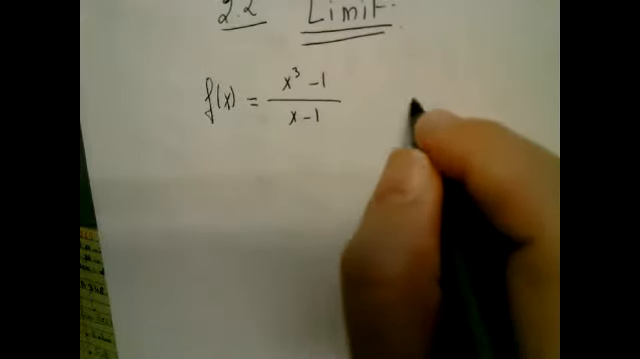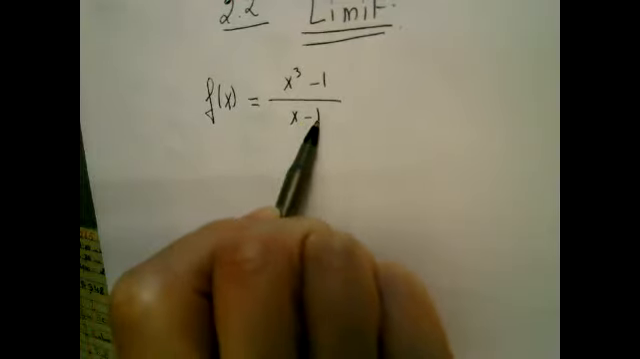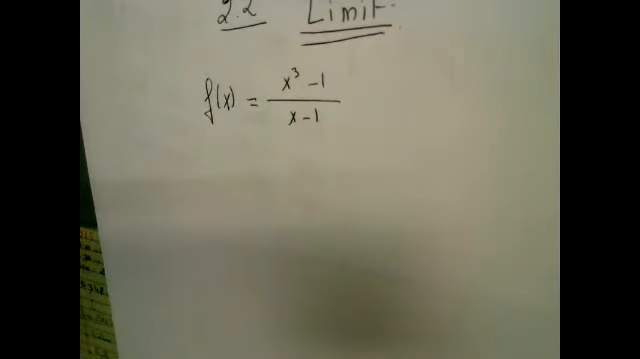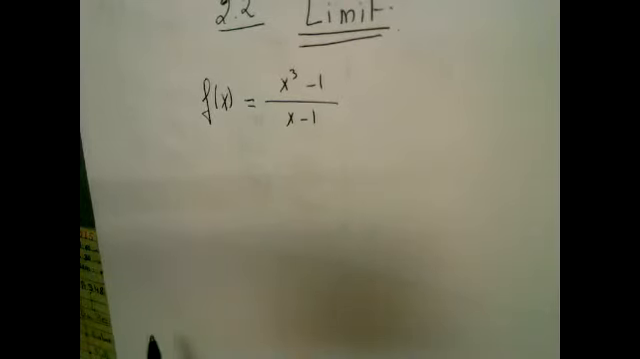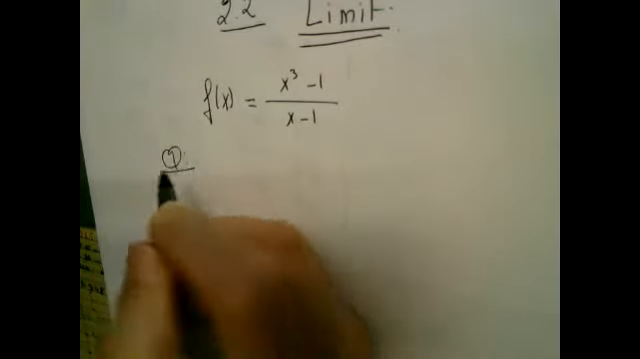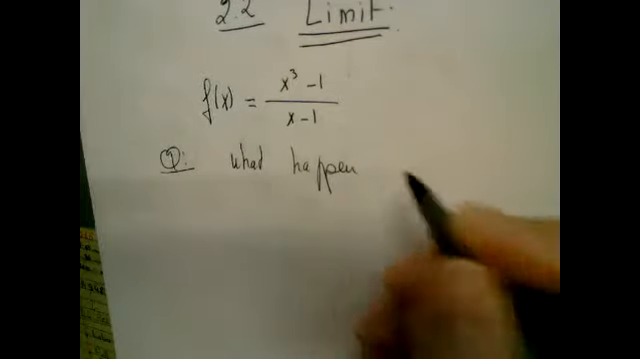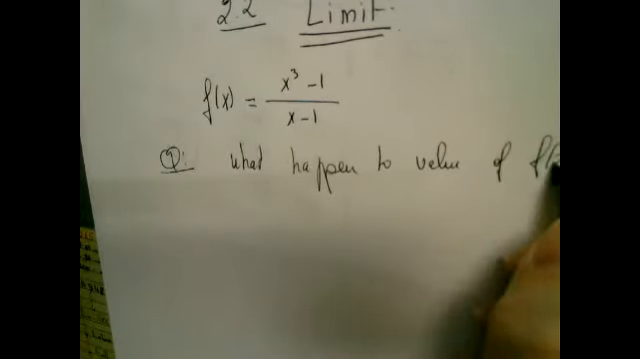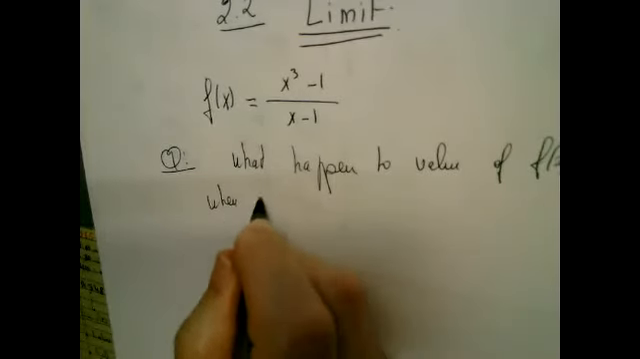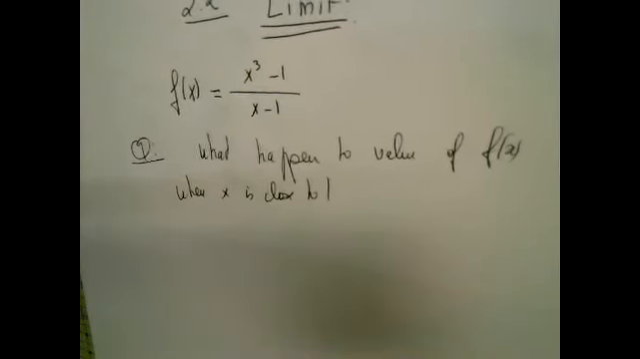So the function is not defined at x equal to 1. But if I take a value of x very close to 1, this function makes sense. Even if I take x to be 0.999, there is no problem with that. So it doesn't make sense at 1, but it makes sense close to 1. My question is, what happens to the output value, the value of f of x, when x is close to 1, but definitely not 1, because 1 doesn't make sense. That's really what my question is.